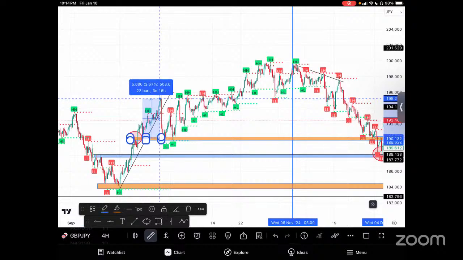$512. So here's my question to you. How many pips were you looking to get out of that move? Why is it good to set a goal? Well, here's the reason why.